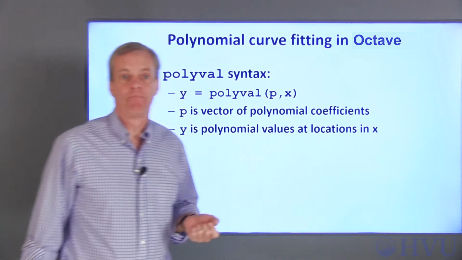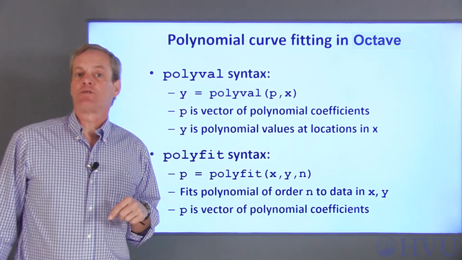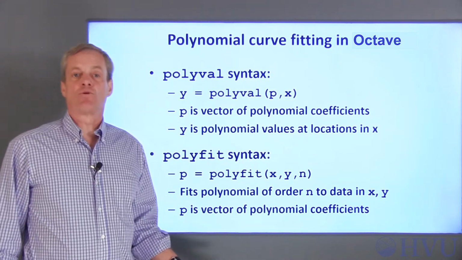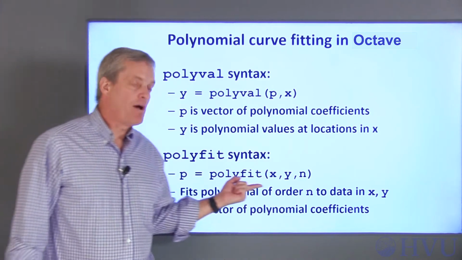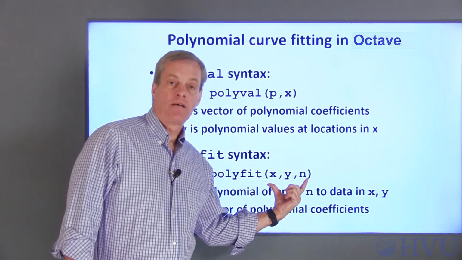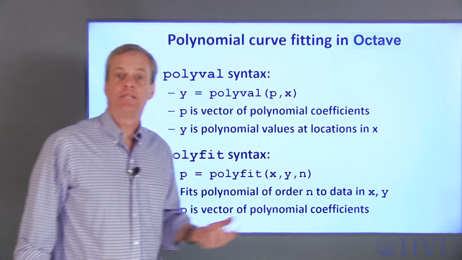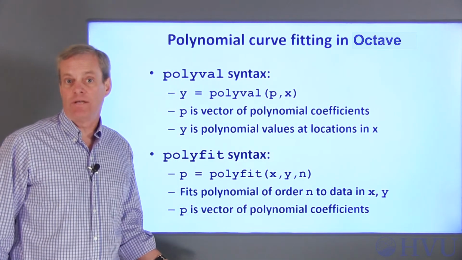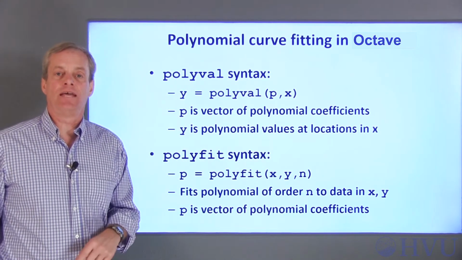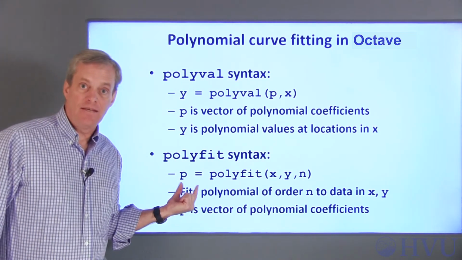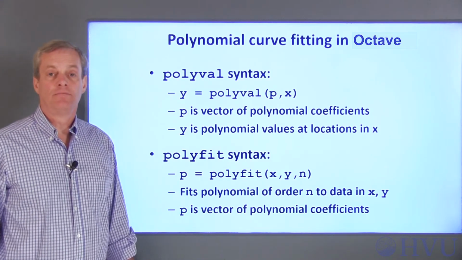The polyfit function does a least squares curve fit of an arbitrary order polynomial to a set of xy data. The syntax is polyfit of x, y, n. The x and y vectors contain the x and y values of the data points, and n is the order of the polynomial to be fit to the data. A vector p is returned, which contains the coefficients of the polynomial.